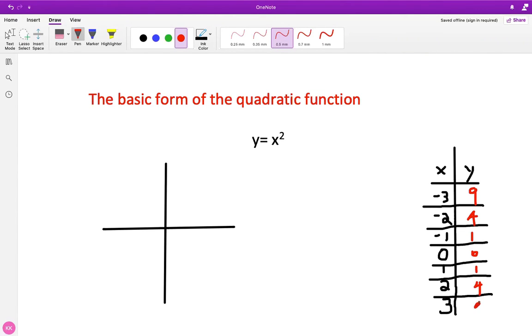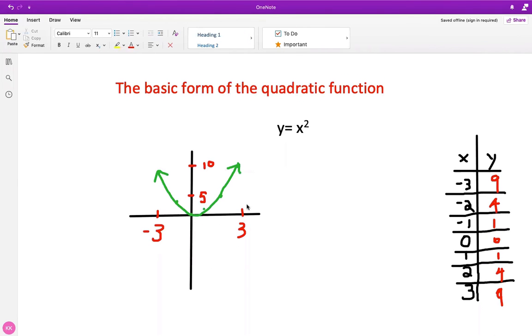So I have these points with x and y, and I plot them on the graph. This is my rough sketch of y equals x squared. We have the first point at -3, 9, then -2, 4, -1, 1, 0, 0, 1, 1, 2, 4, and 3, 9. This is my rough sketch of y equals x squared.